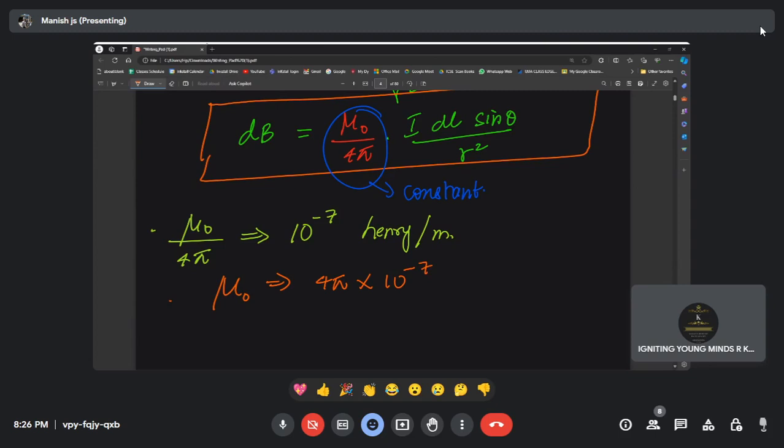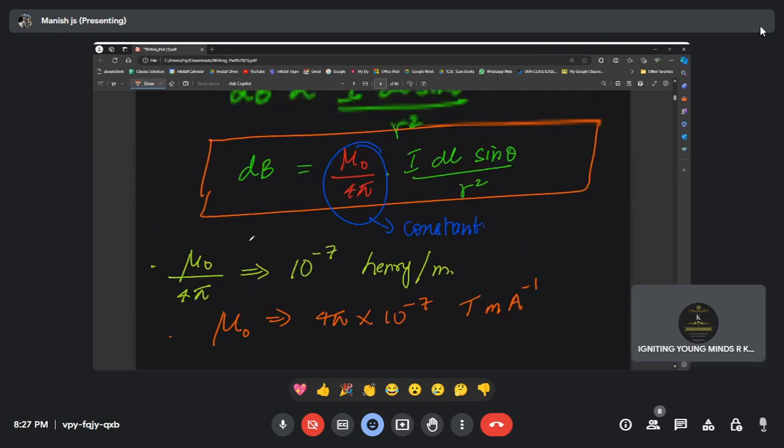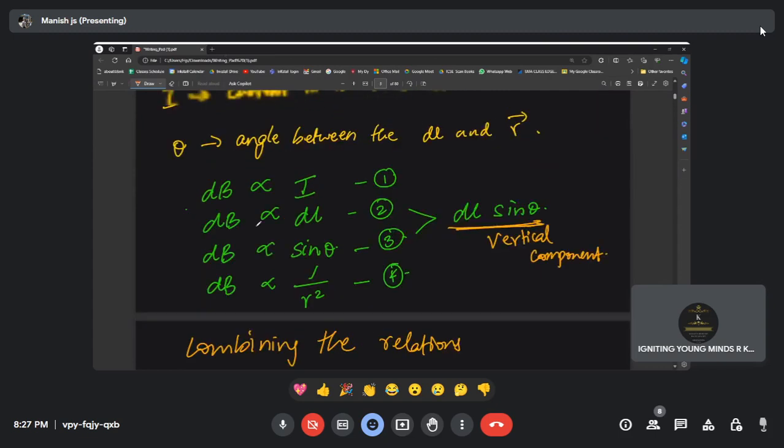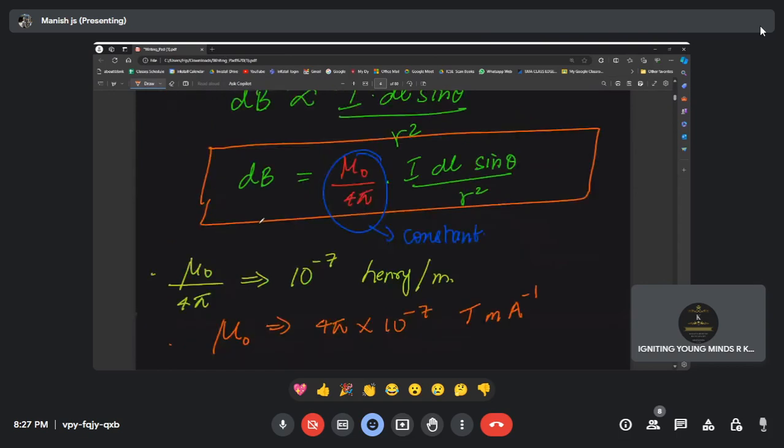Okay, mu naught by 4 pi. I mean, the mu naught value is 4 pi into 10 power minus 7. The units are Tesla meter per ampere. Okay, this is the unit. Tesla is basically the unit of magnetic field only. So these are all the terms in the relation for Biot-Savart law. Okay, simple. So with this, we again move on.